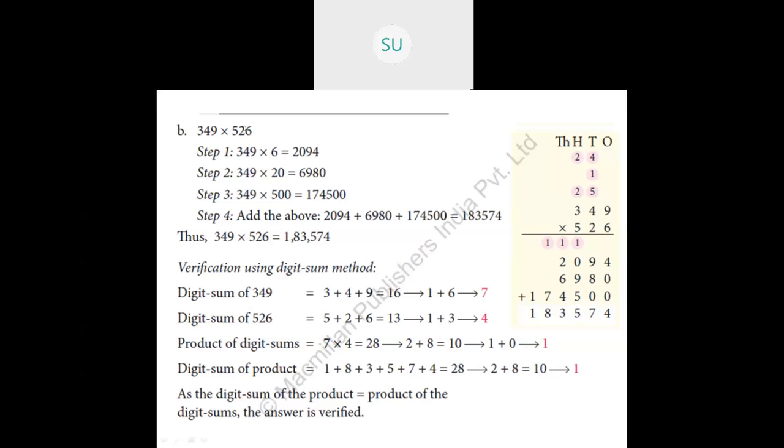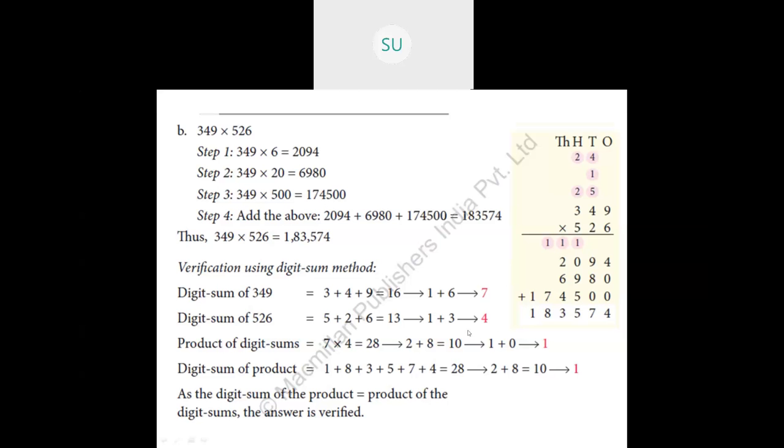Then next place is 2. So 2 is in tens place, so that will be 20. So 349 into 20. When you multiply that, you will get 6980. Okay, you get 6980. Then 349 into 500, because 5 is in hundreds place. So when you multiply that, you will get 1,74,500. See, so we have written all the numbers in columns like this.